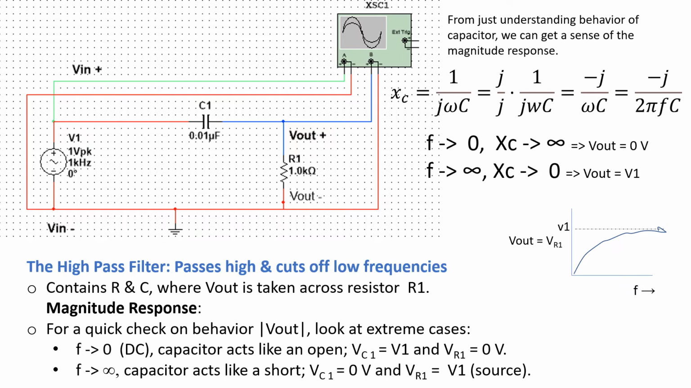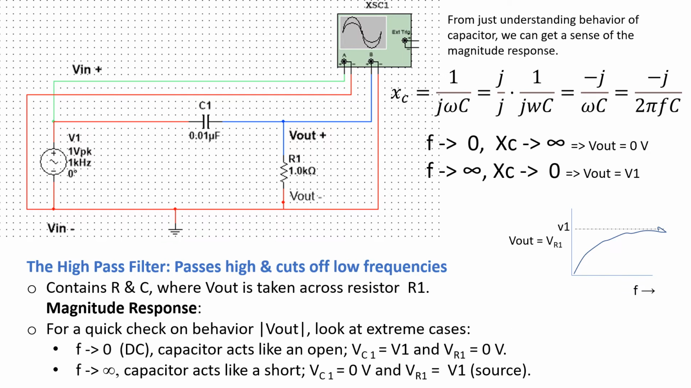Now, when the frequency increases, the capacitor behaves differently. As the frequency increases, the capacitor's impedance starts to decrease. To understand this, it is best to rely on the mathematical formula provided in the upper right-hand side of the slide.